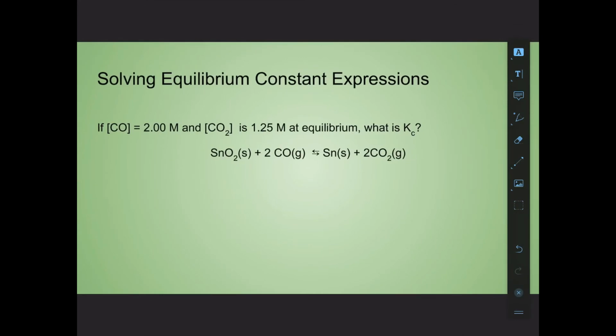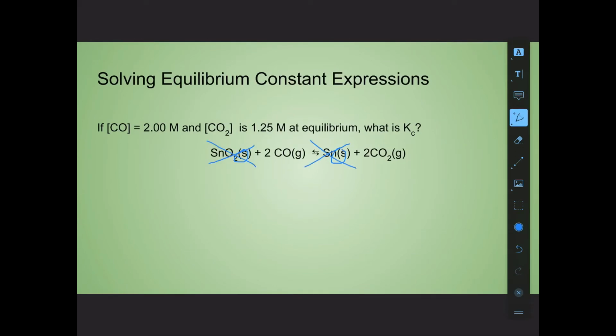Let's look at this one right here. This one says if carbon monoxide is 2 molar and carbon dioxide is 1.25 molar at equilibrium, what's Kc? So again, we start off by writing our KEQ, our equilibrium constant expression. Notice that this is a solid and so is this. We're not going to use those in our equilibrium constant expression.